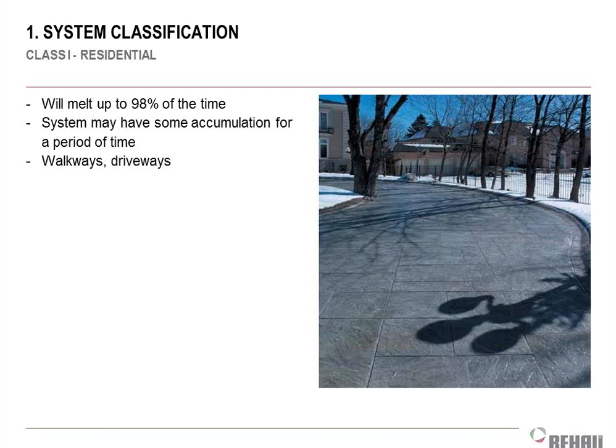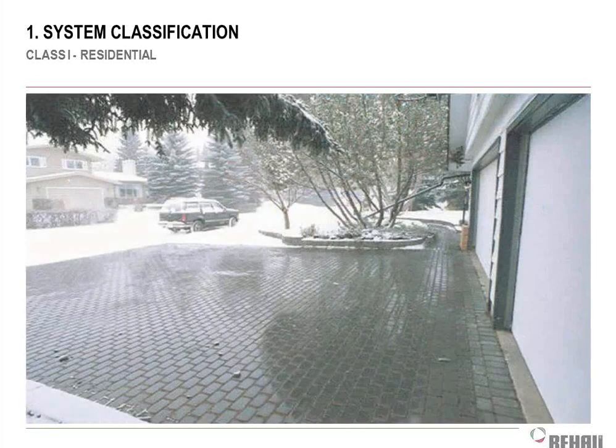Versus other classes of systems who may be sizing it for 100% of the time because it may be more critical, right? So it just involves how we decide to size the boiler and space the tubing and so forth. But this is perfectly fine for most residential applications, driveways, sidewalks, porches, that kind of stuff. You may get a little accumulation, but the system will eventually catch up and melt it all. They're just showing you what a typical driveway might look like while the snow is actually falling. You can see it falling in the background there, but on the driveway it's melting off right away.